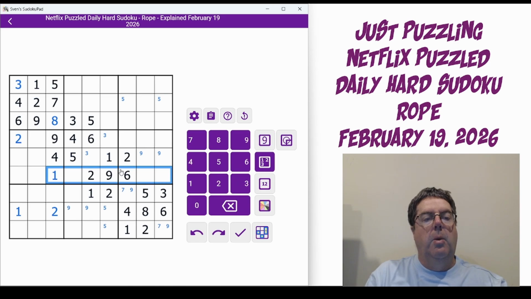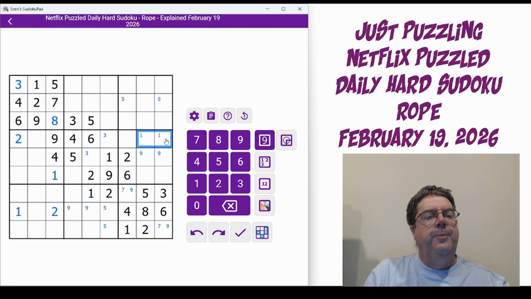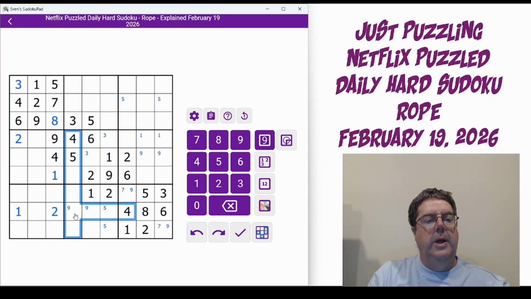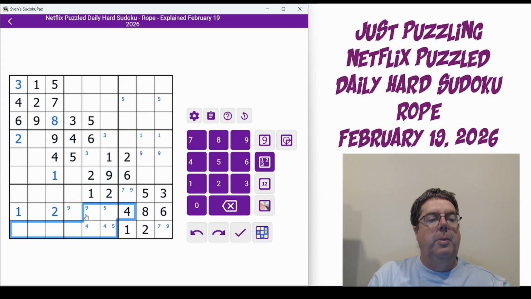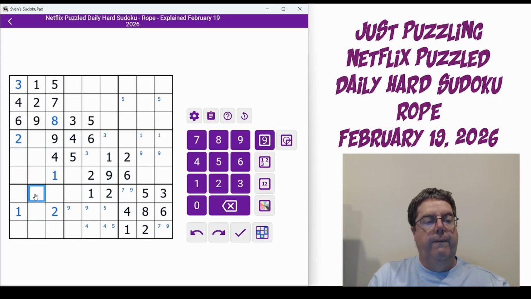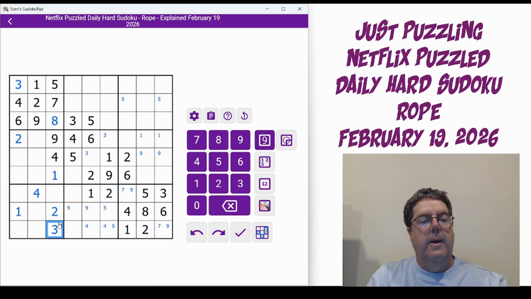1 comes across here, 1 comes across here, 1 comes up here, so 1 is one of these two. 4 comes down here, 4 comes across here, so 4 is one of these two. 4 comes across here, 4 comes across here, down here, and down here. So 4 is here. So we can see I've got 2 cells left in this column. So 1, 2, 3. So 3 can't be there, and 3 is not in any of those. So that's a 3 there.